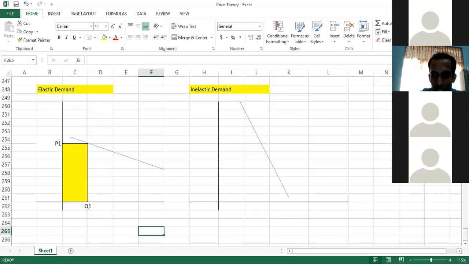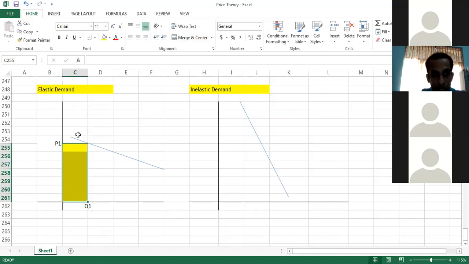You already know that. This is the price of the product and this is the quantity the firm can sell from that product. That means what is this shaded area? Revenue. This shaded area represents the revenue. At this price they can sell this quantity, so at this price this is the total revenue of the firm.